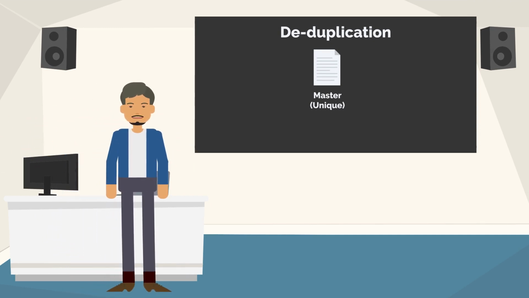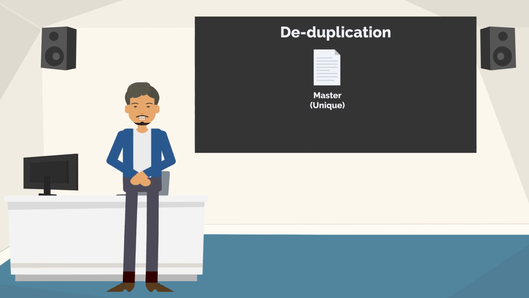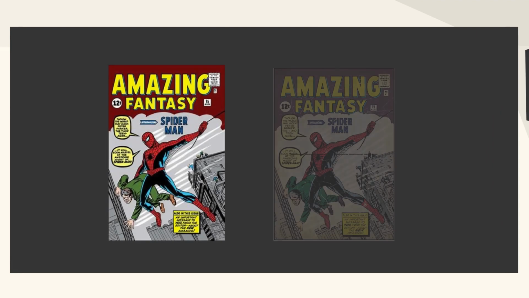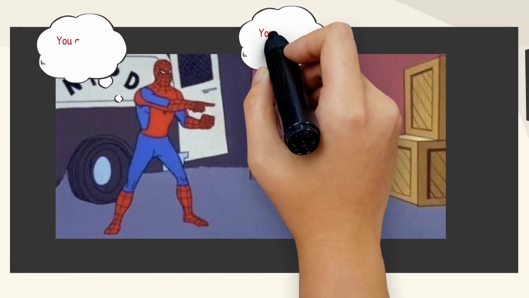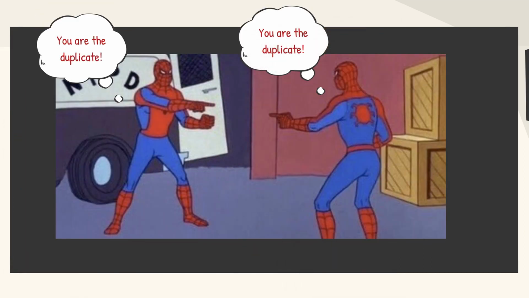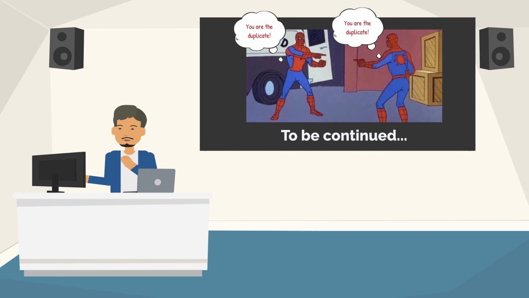So simple, isn't it? But is it so simple to implement? In order to implement deduplication, the first step is to identify duplicate copies of a given document. But how do we know if two documents are identical to each other? Let's pause there. We'll answer that question and also deep dive more into the implementation of deduplication in our next video.